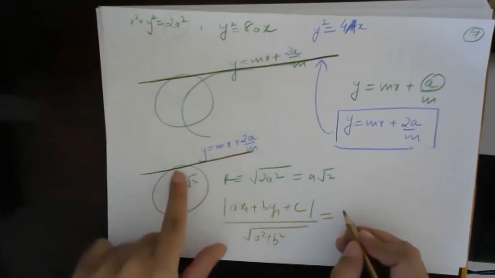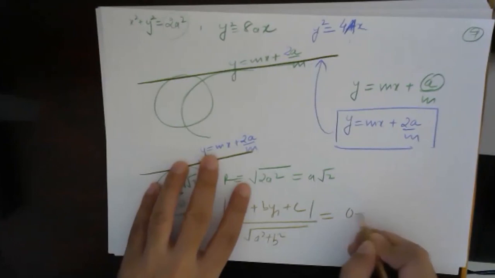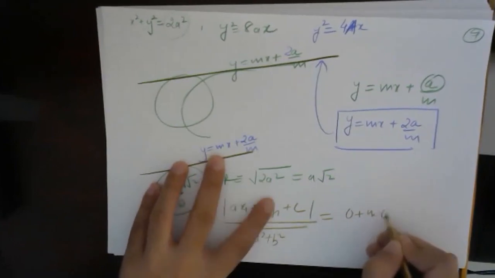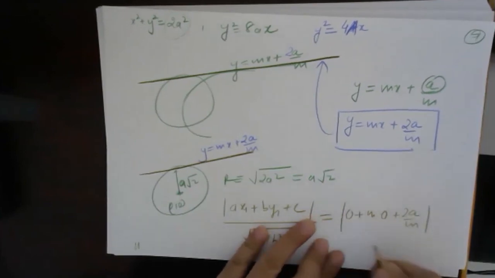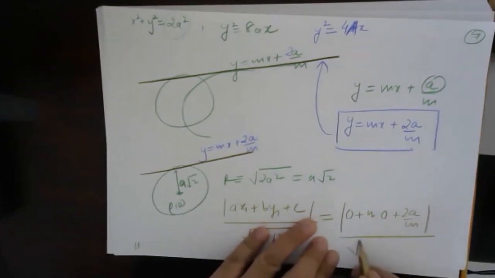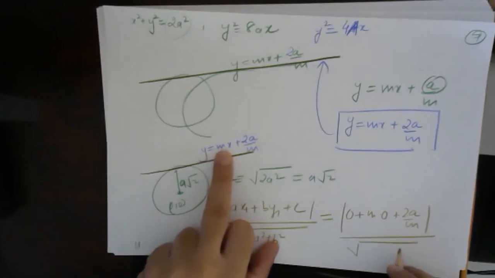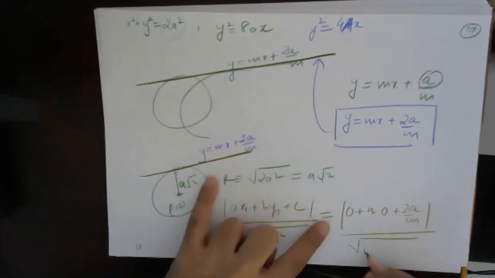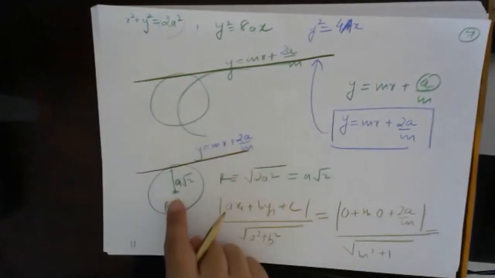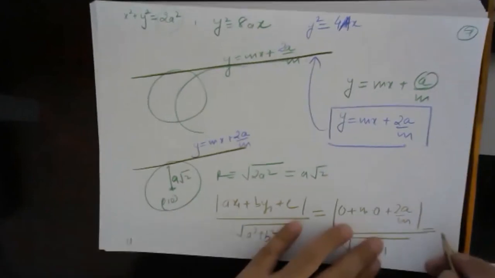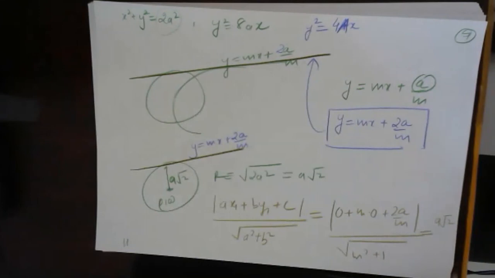What is x1? 0. What is y1? 0. So this becomes |0 plus m into 0 plus 2a by m| upon under the root of m square plus 1. This distance between the line and the point should be equal to a root 2.